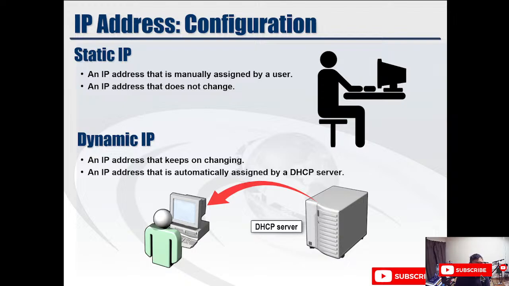Okay? Dynamic IP, from the word dynamic, so nag-change siya. An IP address that keeps on changing. An IP address that is automatically assigned by a DHCP server. So, sa mga small network, yung mga router, mayroon siyang automatic DHCP basta naka-enable. So, automatic, itong server, tawag natin DHCP. DHCP means Dynamic Host Configuration Protocol. Siya yung nagbibigay ng IP address sa computer. Now, pag ma-off yung computer, nagiging available yung IP address, may pumasok na bagong computer.